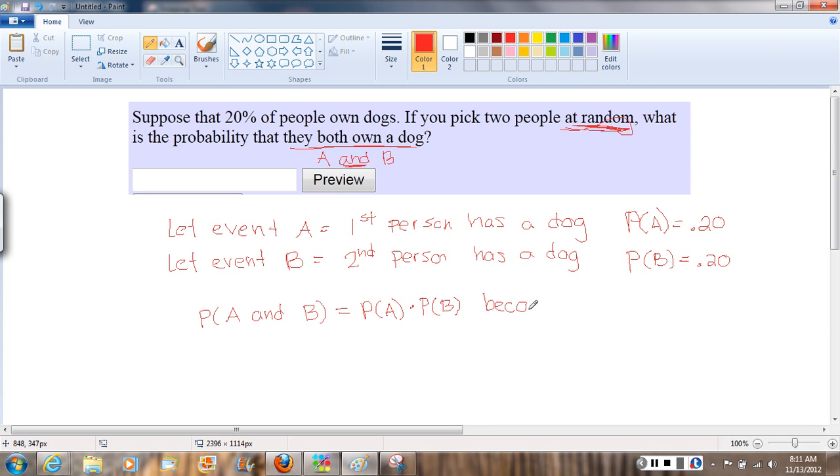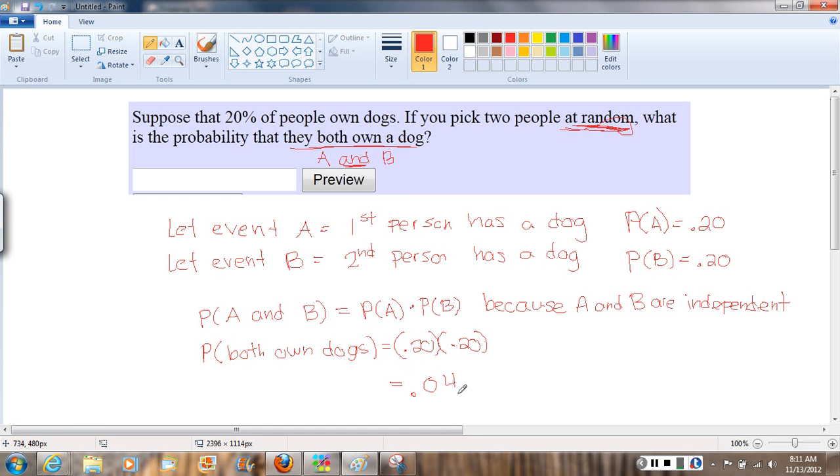Let's try again. Because A and B are independent, to calculate our answer, we could say the probability that both own dogs will be the probability of A, that the first person owns a dog, times the probability of B, that the second person owns a dog. When we do that calculation out, 0.2 times 0.2, we get 0.04.